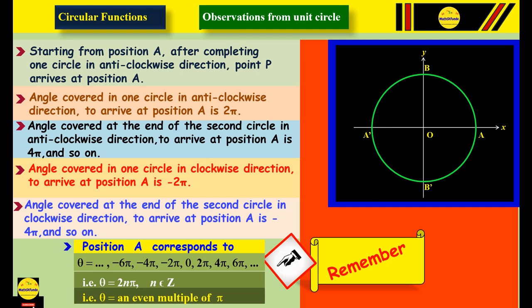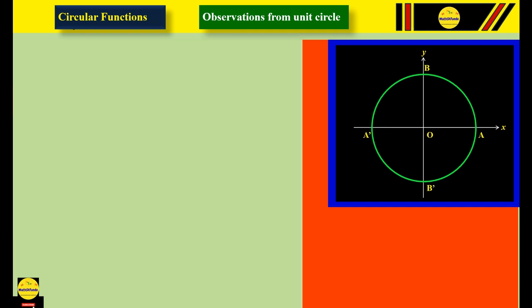It is just a statement, like in language you are writing. Okay. So this is how we have covered point A and corresponding angle theta. Now we have learned how much is the angle attached to position A. Now our concentration is at position B. That means point P from starting position A first will have to be brought to position B.